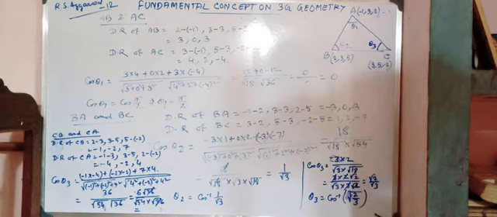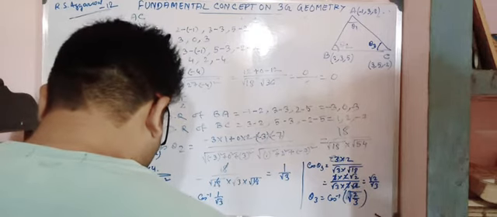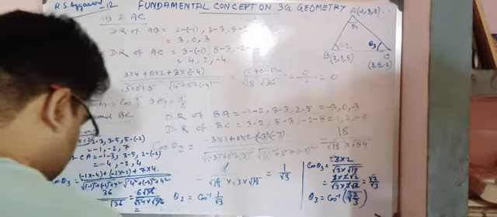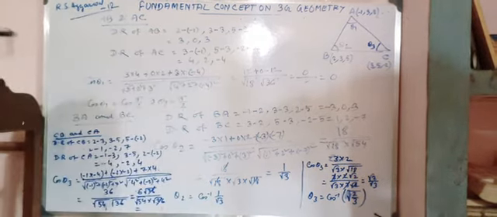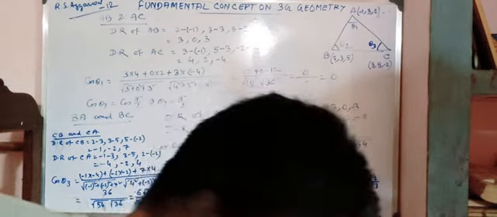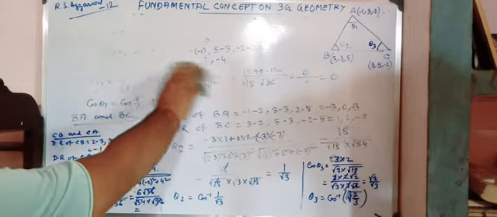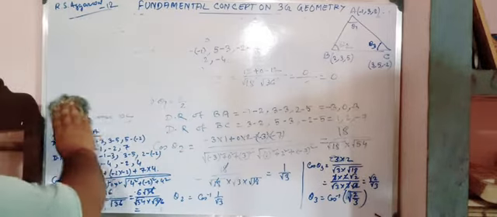Next, we are moving to another question related to three-dimensional geometry also. We have to show that, not 2 points, we have to show that 3 points are collinear.